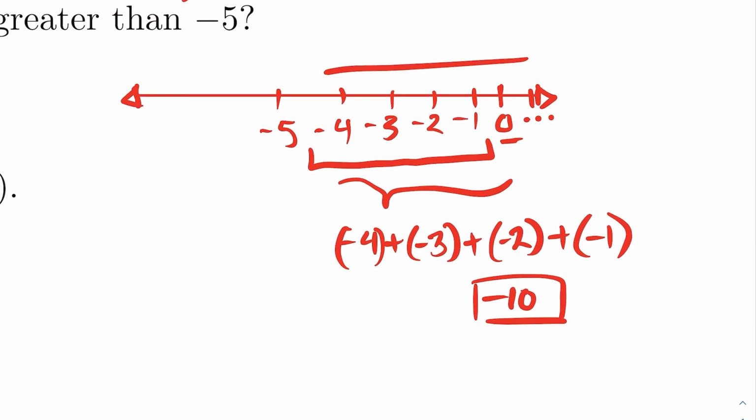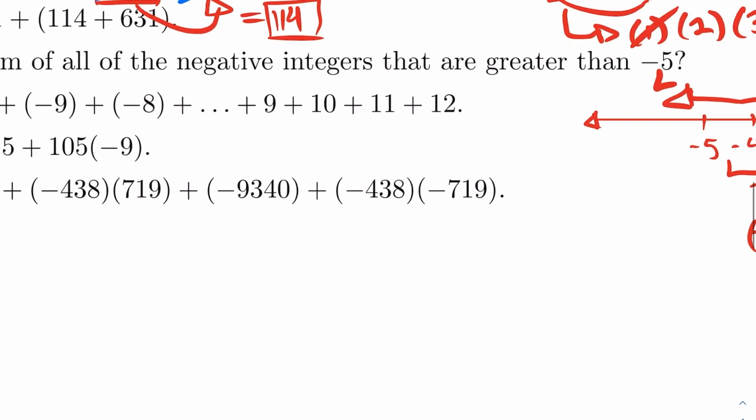Because remember, when we're going to the right, the value is getting larger, so the value is getting greater. And when we go to the left, the value is getting lesser or smaller.